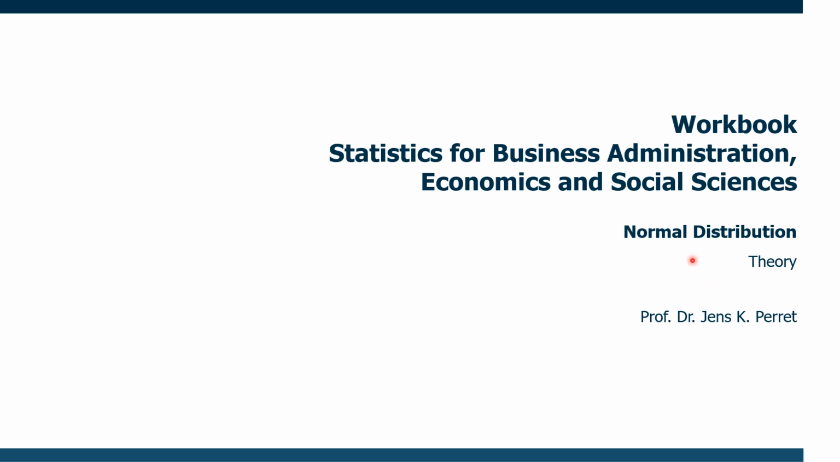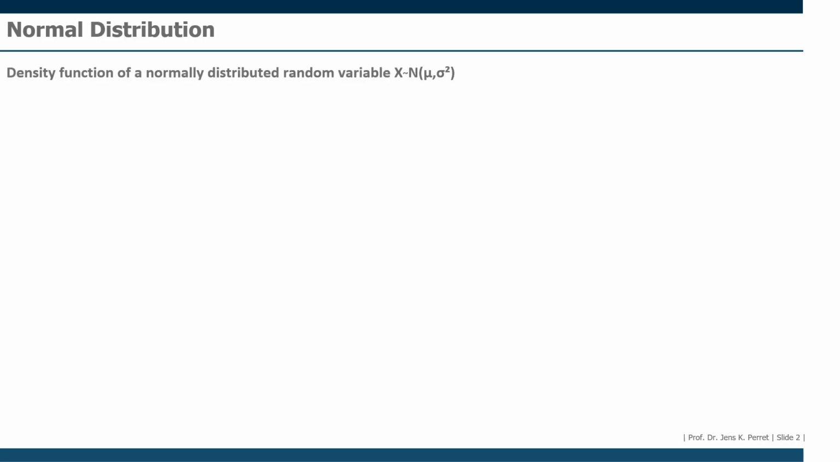This time we're going to focus on the so-called normal distribution. The normal distribution is, I would say, the most commonly used and most important distribution in statistics, also because a lot of other distributions are based in one way or another on the normal distribution.